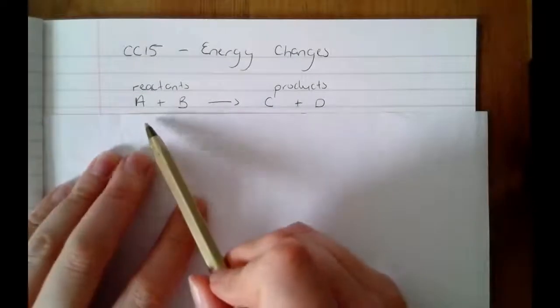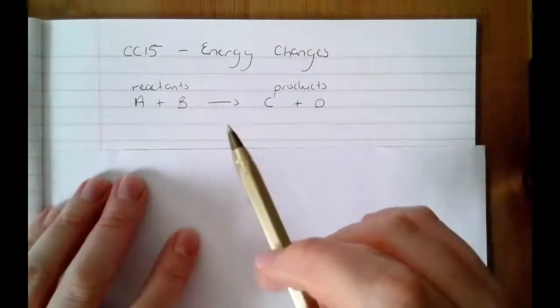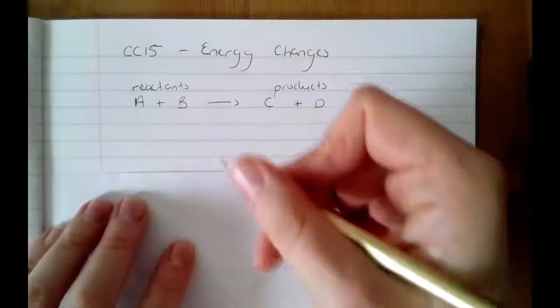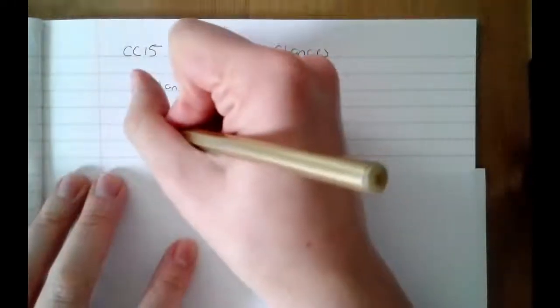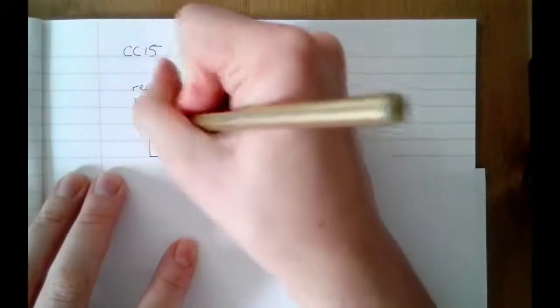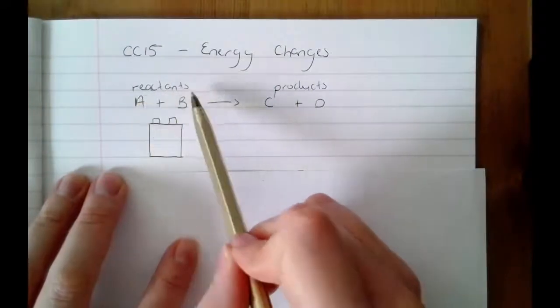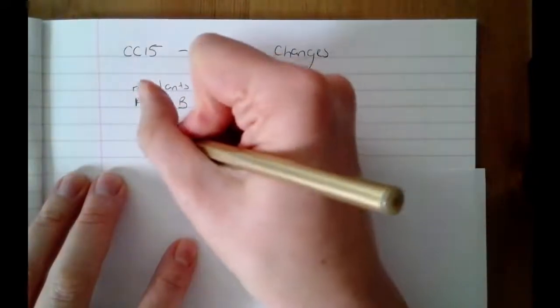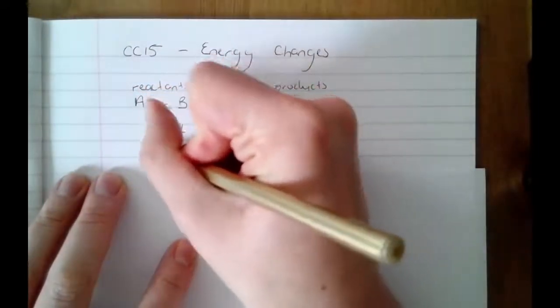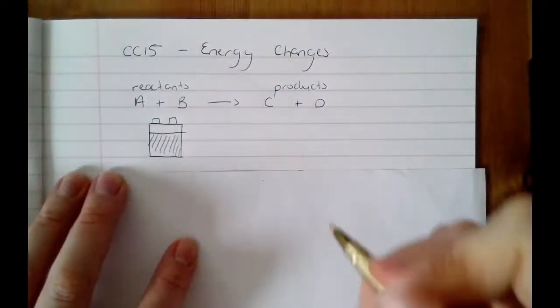Chemicals store energy inside their chemical bonds. So you can think of chemicals as little mini batteries. Underneath here, for the reactants, I'm just going to draw a battery. And we're going to say that reactant A and reactant B combined have this much energy. So that's how full their battery is.